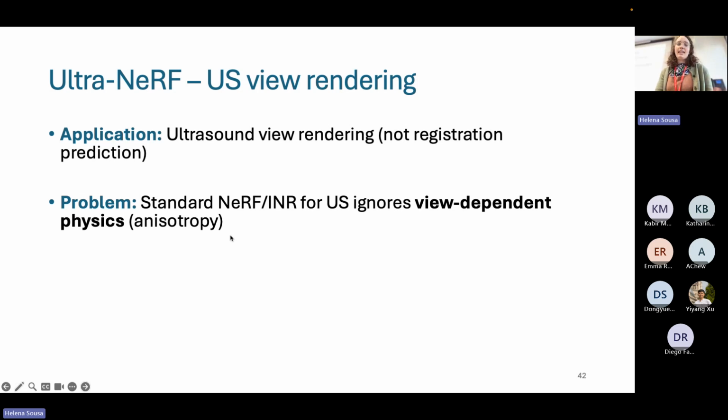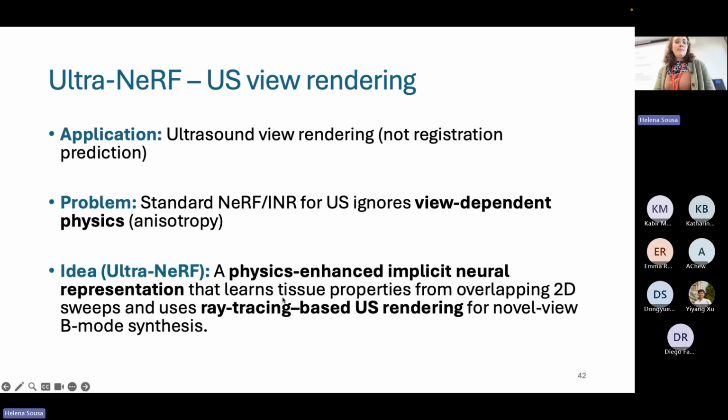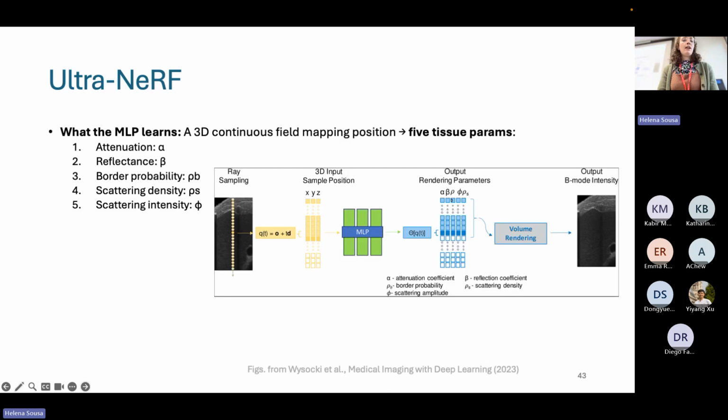So this is not doing registration. This is more just for view rendering, accounting for ultrasound physics. In this case, rather than having a network that is learning intensities directly, they propose a model that learns inherent tissue properties, so tissue property maps, and then they use an ultrasound rendering model that combines these 5 tissue parameter maps to construct the B-mode image, and a B-mode image is just the standard grayscale ultrasound.